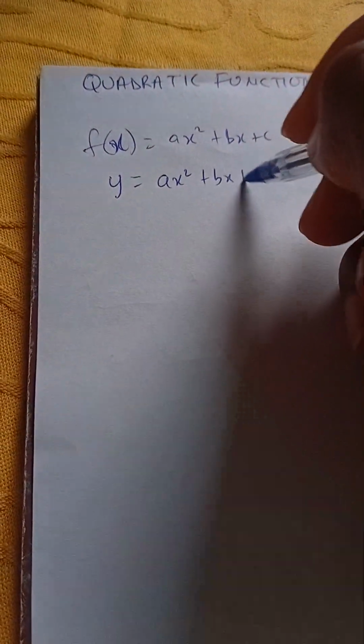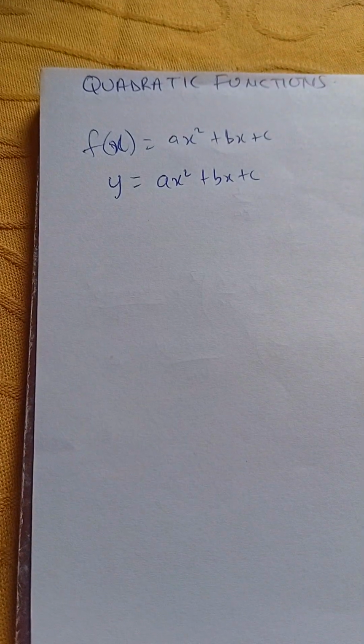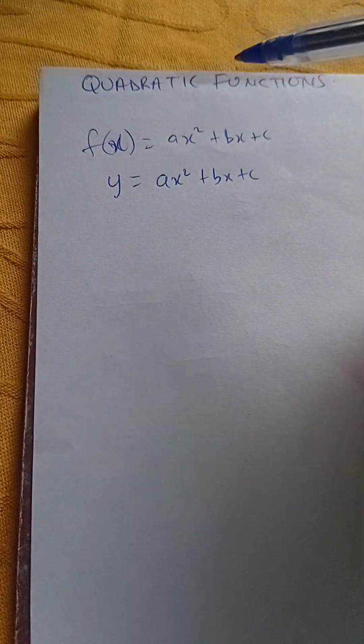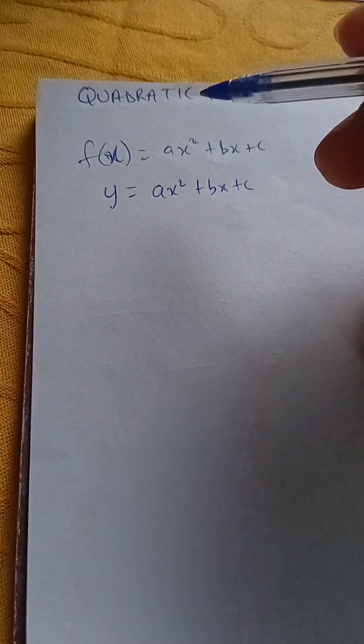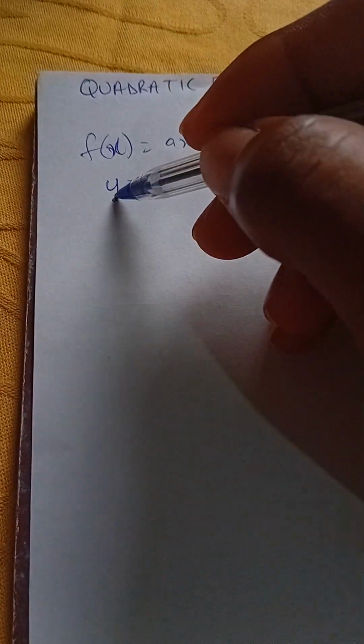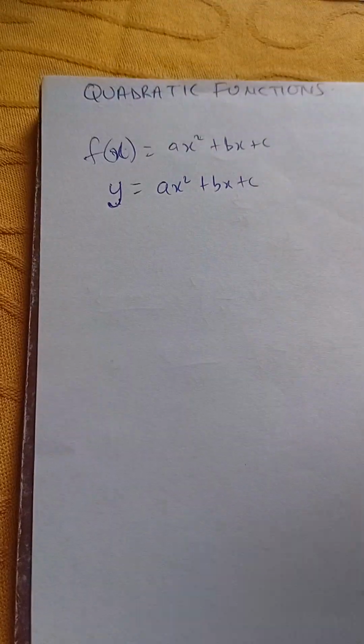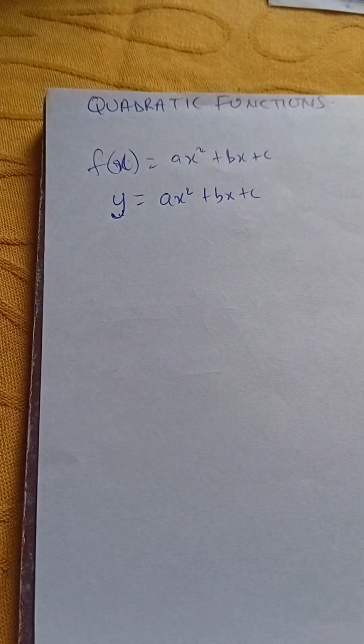A quadratic function is given by f of x equals ax squared plus bx plus c. We could have also written it as y equals ax squared plus bx plus c. For a quadratic function or equation, the highest power of x is 2. Y here represents the function. It's the same thing.